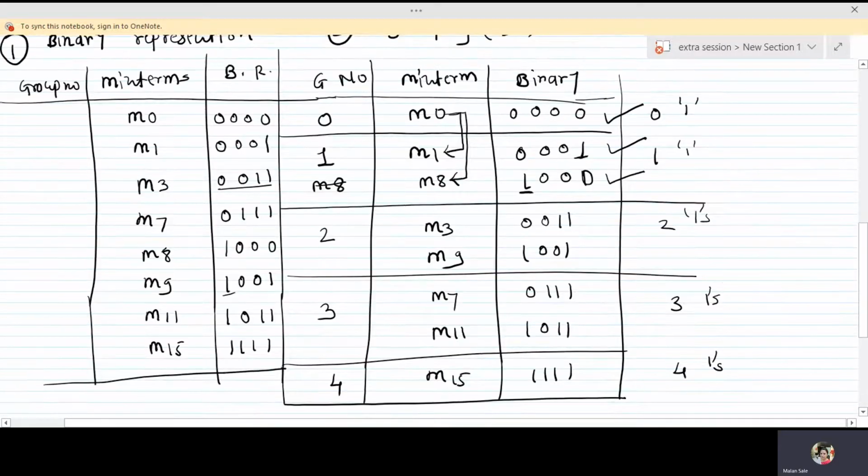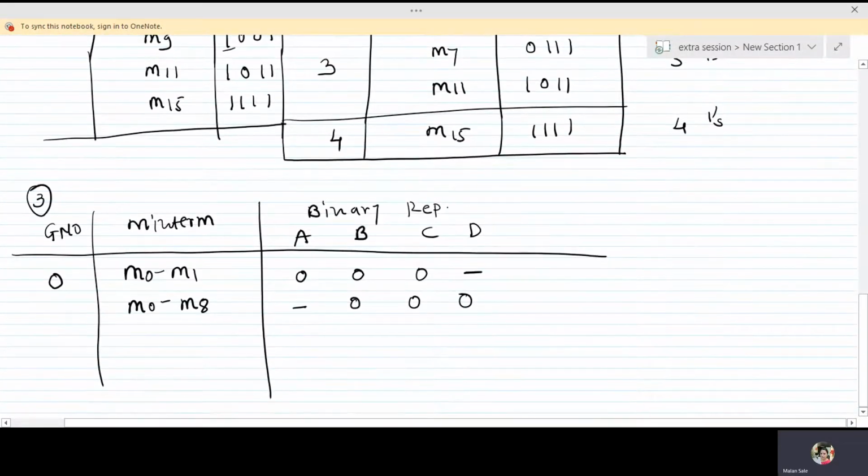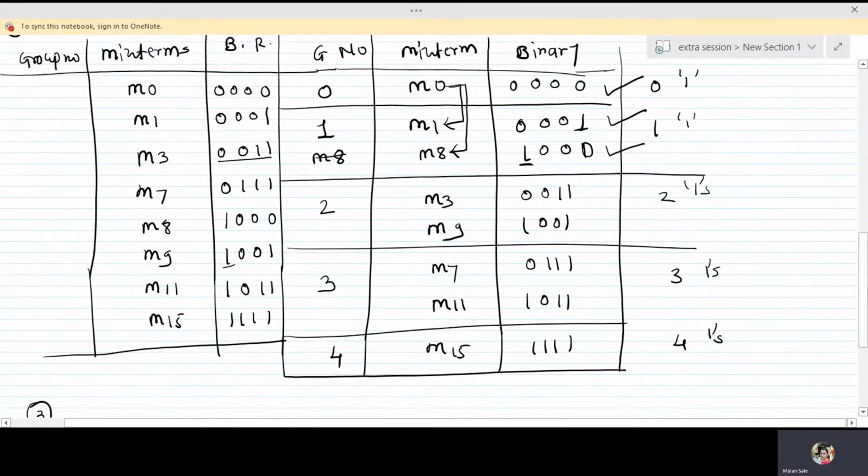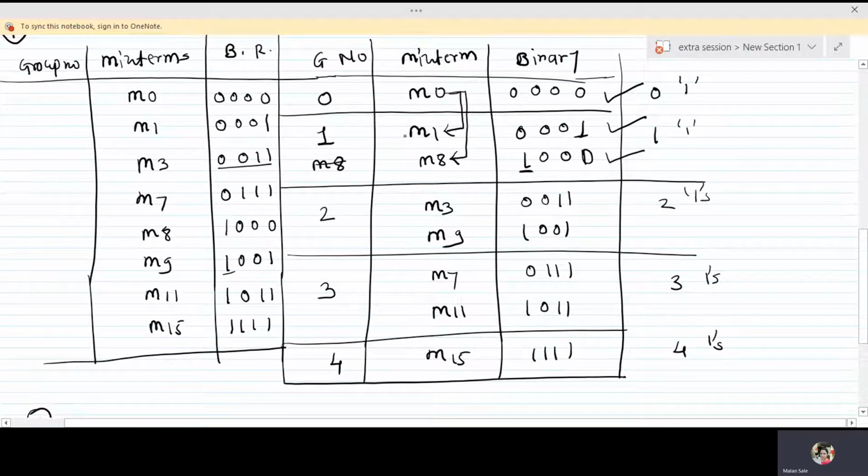Zeroth group is completed. Now start with group number 1. In group number 1, M1. Now compare M1 with M3, the next higher pair.